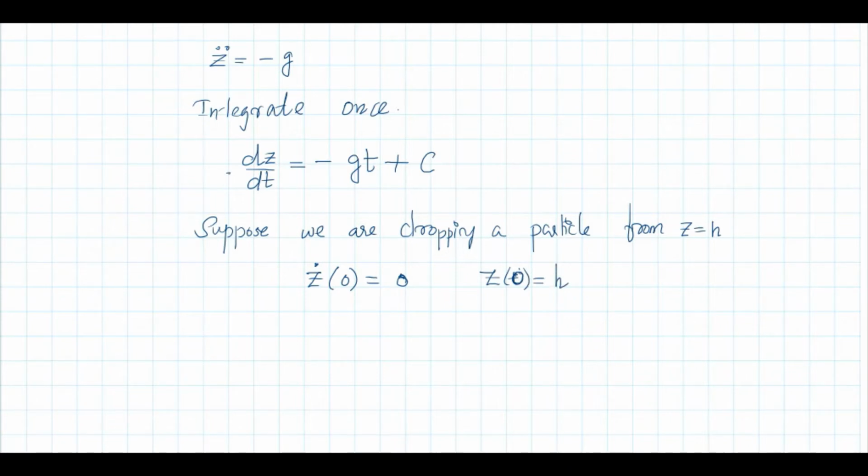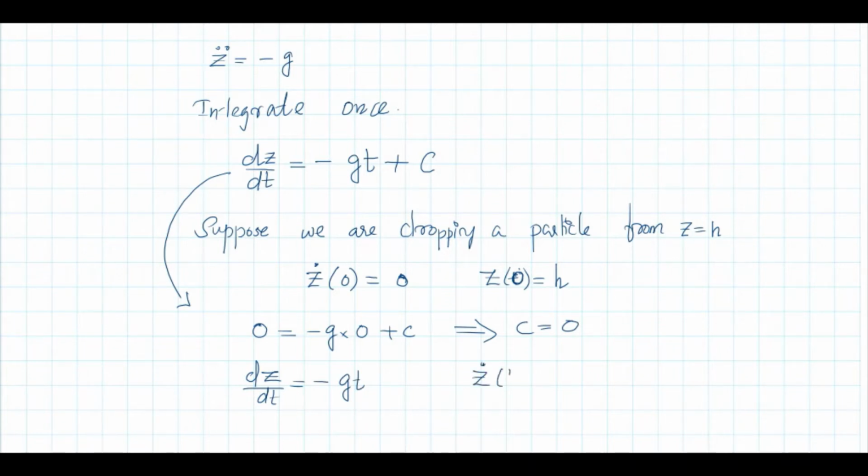So if you substitute that initial condition here, what will you get? dz by dt at time t equal to 0 is 0, is minus g into t equal to 0, plus c. This implies c is 0. Therefore, I can write dz by dt is equal to minus gt. So, the velocity of the particle at any instant of time is minus gt. After 1 second, what is the velocity? It is minus 9.8 meter per second. After 2 seconds, it is minus 19.6 meter per second, and so on.